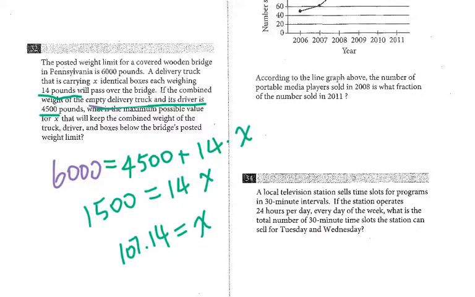107.14. But according to the given information, we know that this question is a round-down question. No matter what number you get, you only choose the integer part. Because if you round up, it will be over the posted weight limit. That's why your answer will be 107.